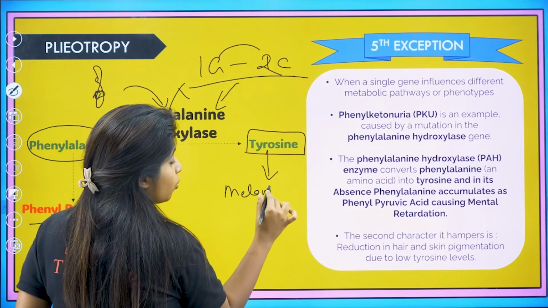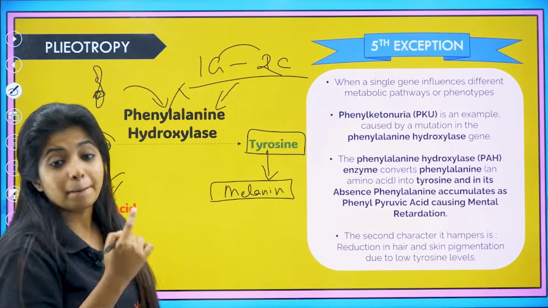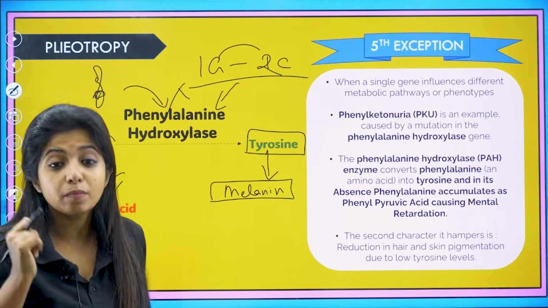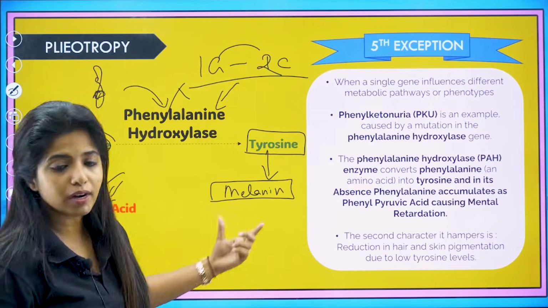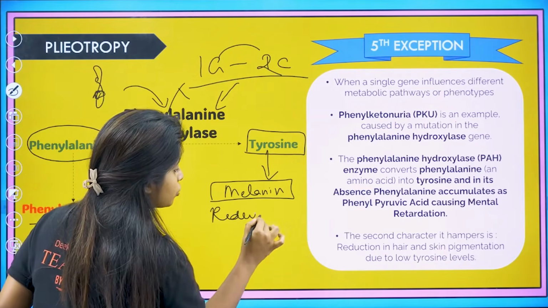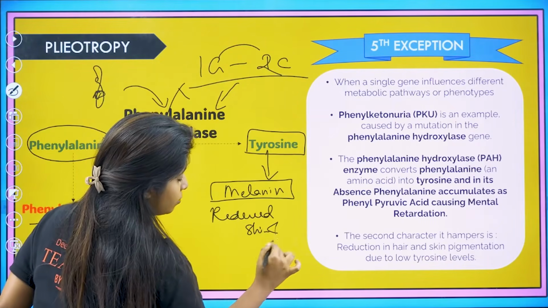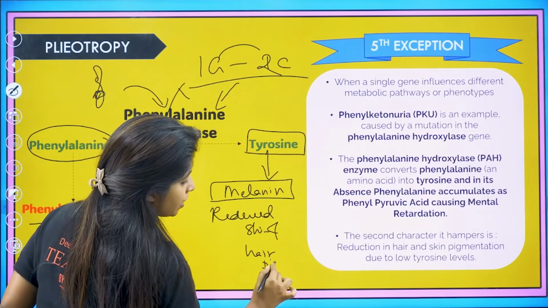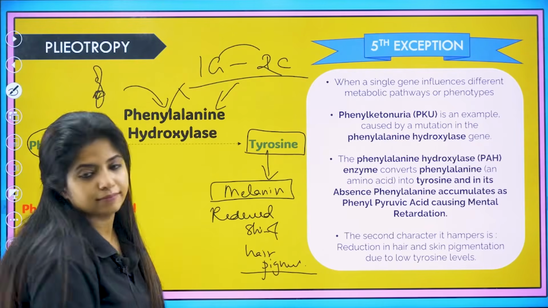Tyrosine is something that is required for formation of melanin. Melanin is responsible for our skin or hair pigmentation as well. So if melanin is not there, what will happen? You will have a reduced skin and hair pigmentation. Got it?